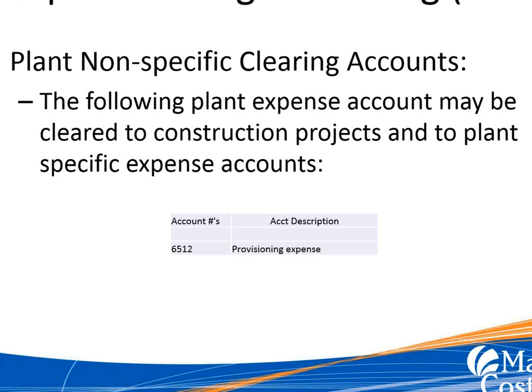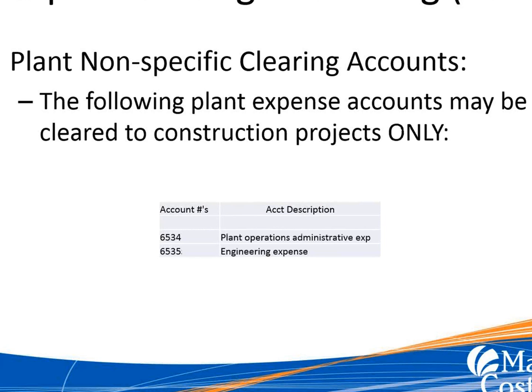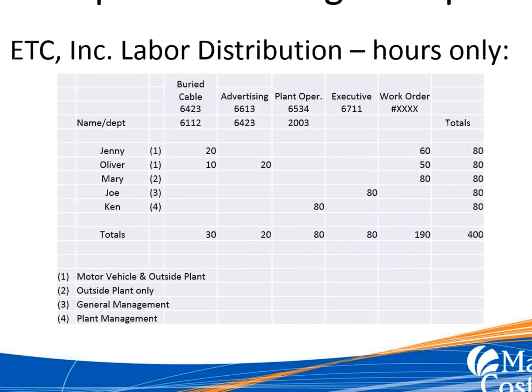6534, plant operations administrative expense. 6535, engineering. Etc. Inc.'s labor distribution, the hours only. We can go through this quickly. Jenny, Oliver, Mary, Joe, and Ken are the employees. Jenny and Oliver are motor vehicle and outside plant. Mary is outside plant only. Joe is general management, and Ken is plant management. You can see their hours across the top. We've got the account numbers. Their hours are going down with a total of 80 hours per employee for that time, totaling 400 hours.